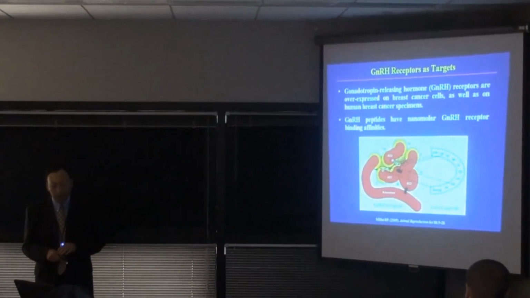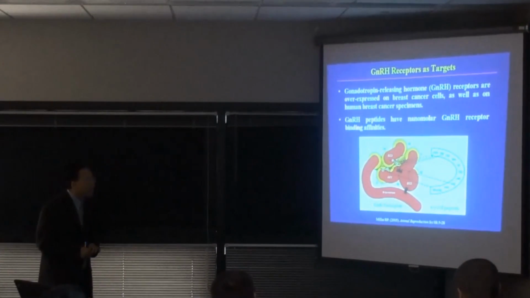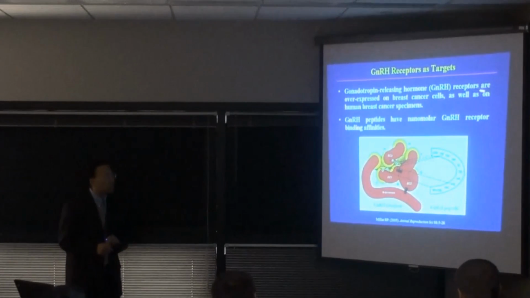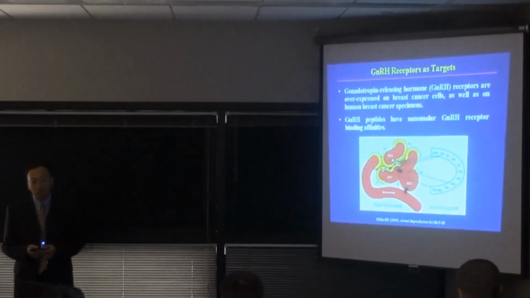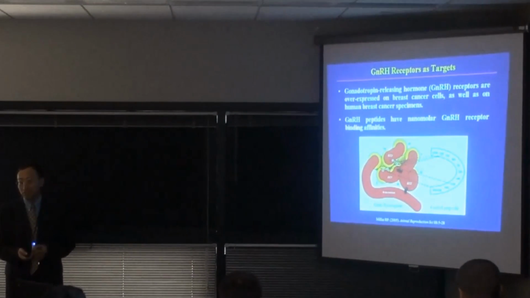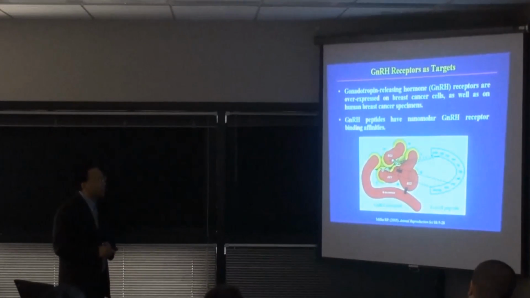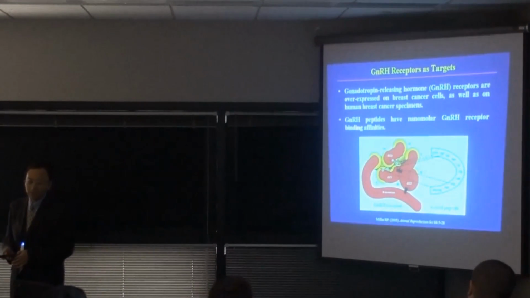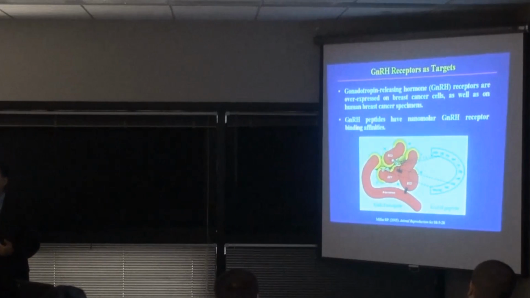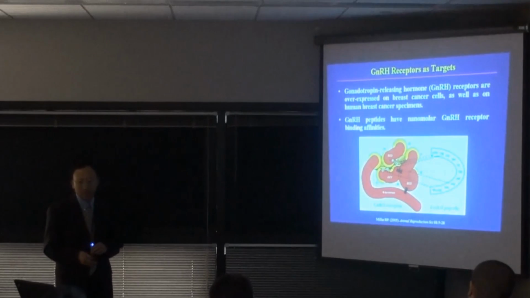In this project, we're interested in using GnRH receptors as targets to develop imaging agents. These GnRH receptors are overexpressed on breast cancer cells, as well as on human breast cancer samples. And very importantly, the GnRH peptide can bind to the GnRH receptors with nanomolar binding affinity, making it feasible to use a peptide to specifically deliver imaging isotope for breast cancer imaging.